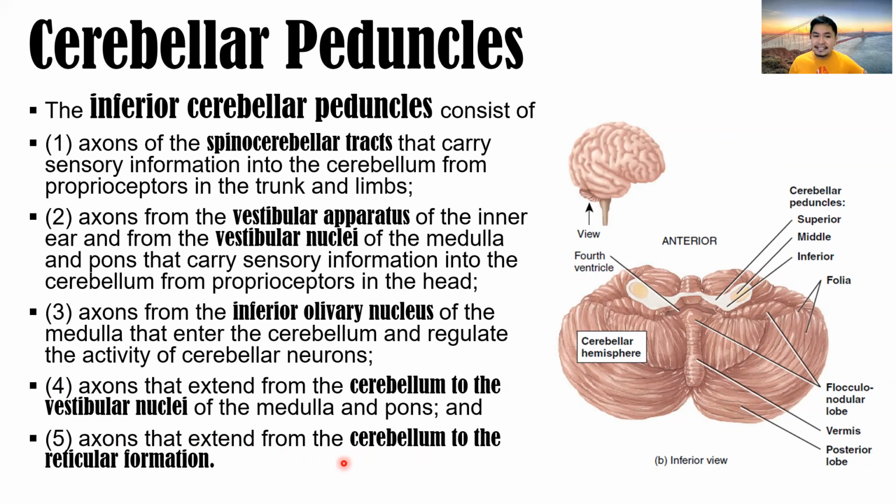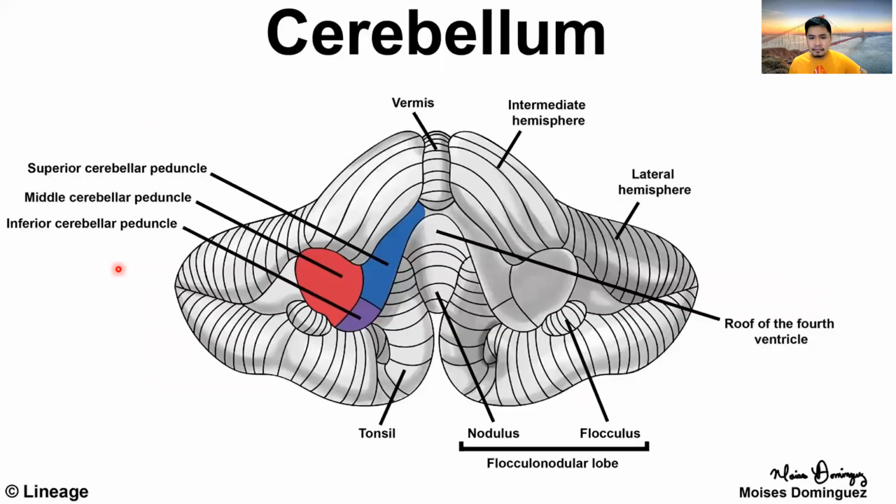So all of this, from the inferior cerebellar peduncles, not only pertains to the medulla, but also part of the pons. Just another picture so that we could appreciate the different peduncles: the superior, the middle, and inferior peduncles.